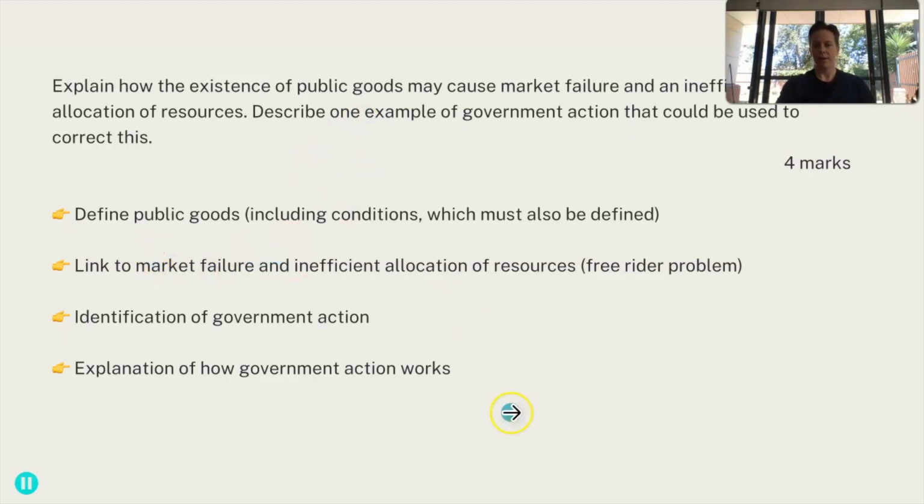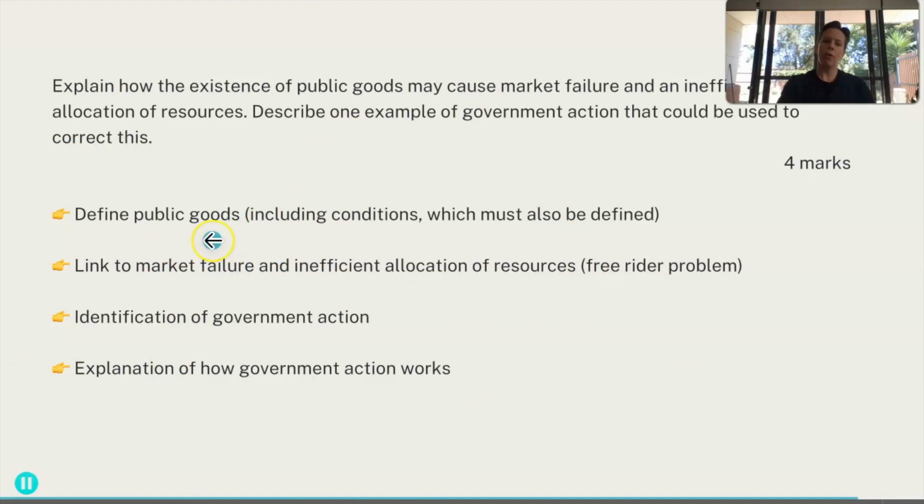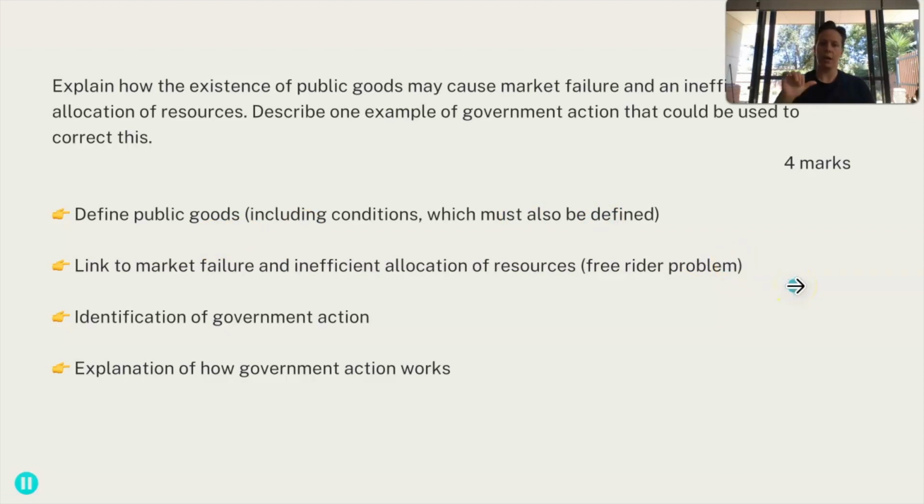All right, so here's a suggested outline. Always set the scene. So define the public good, including its conditions, which must be defined. So when you talk about non-excludable and non-rivalrous, you then need to define what that means straight away. Do not use those terms without telling the examiner what they mean. Then you need to link to market failure and an inefficient allocation of resources. For public goods, you can do that through the free rider problem.